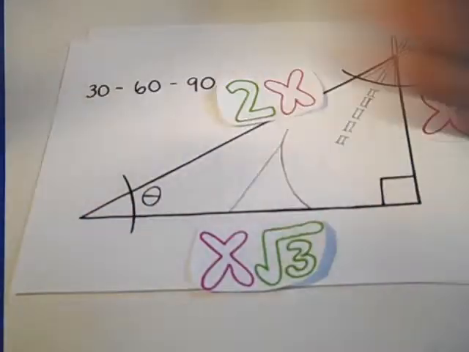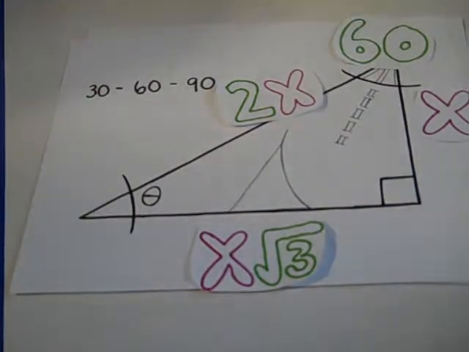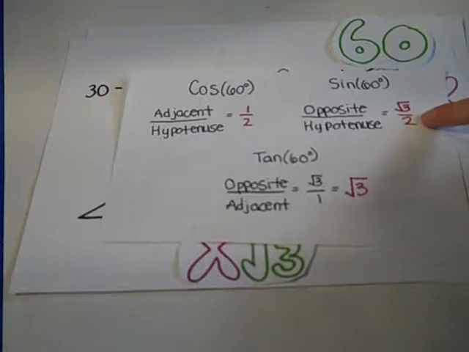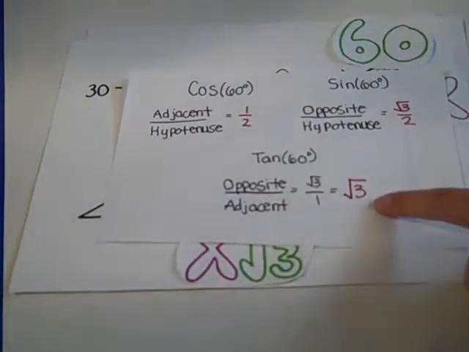Next, let's say that the angle is 60 degrees. This time, square root of 3 is the opposite, and 1 is the adjacent, leaving 2 still the hypotenuse. With this, we can figure out that sine is the square root of 3 over 2, cosine is 1/2, and tangent is the square root of 3.